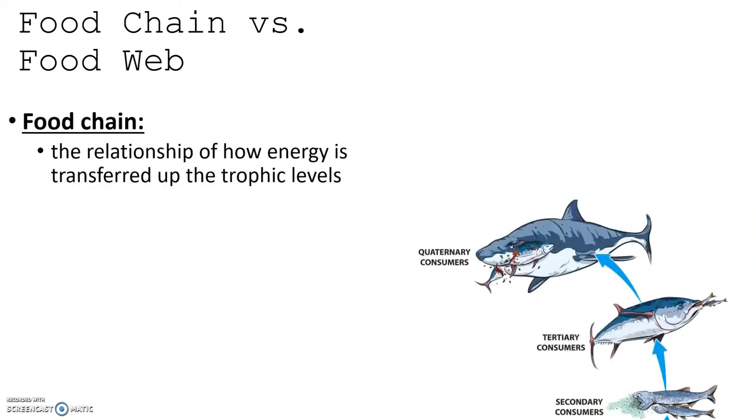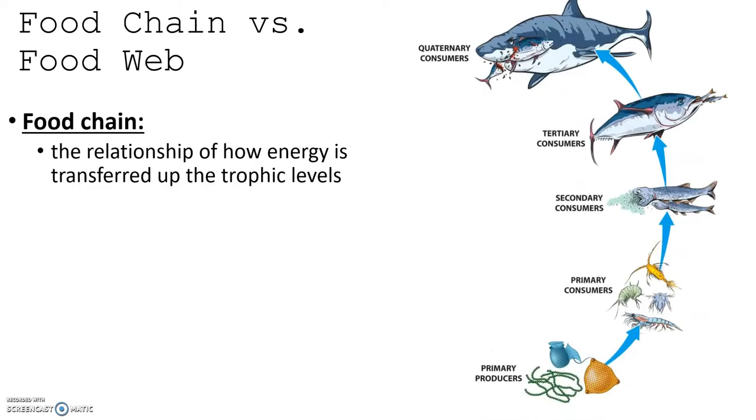If we're looking at food chains versus food webs, a food chain is the relationship of how energy is transferred up the trophic levels. It's important to note the direction of the arrow. The arrow always points as to who gets the energy. So if you look at it, it always is pointing from the producers to the primary consumers.